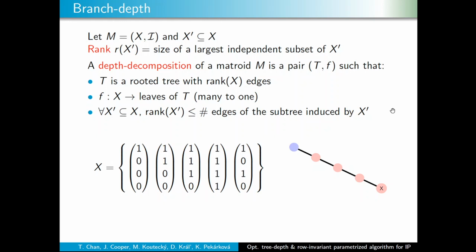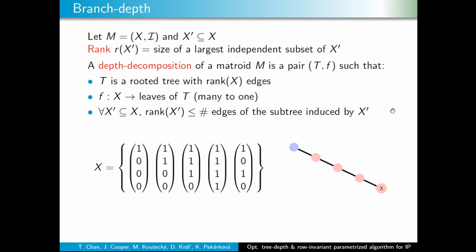So a depth decomposition of a matroid M is a rooted tree T together with a mapping f that maps the elements of my matroid X to the leaves of T in a many-to-one fashion. That is, multiple elements of my matroid may be assigned to the same leaf. And this mapping has to satisfy an additional property.